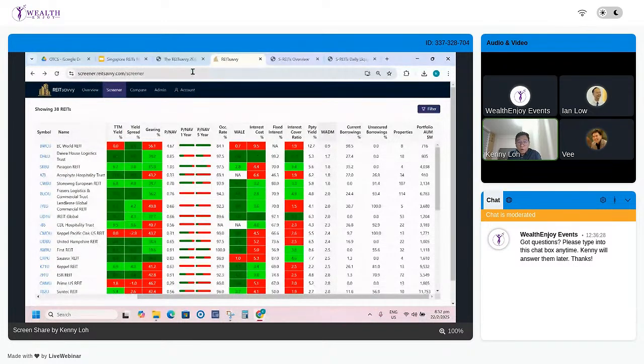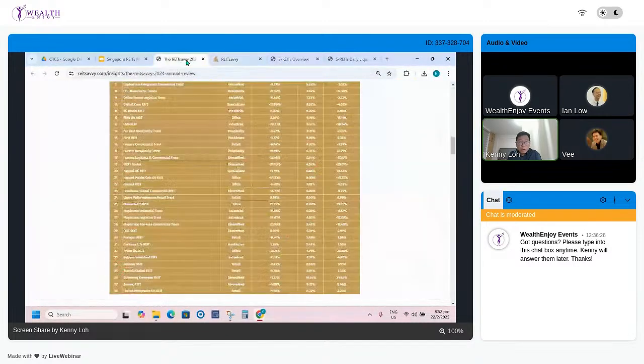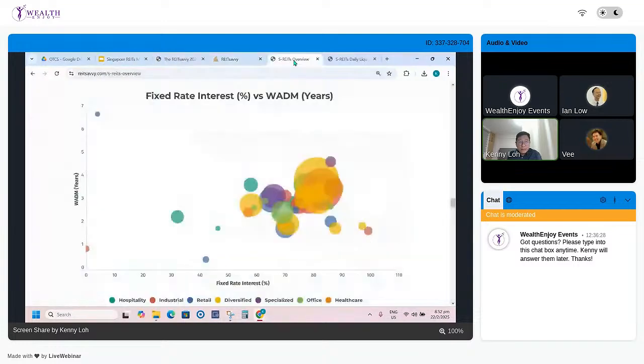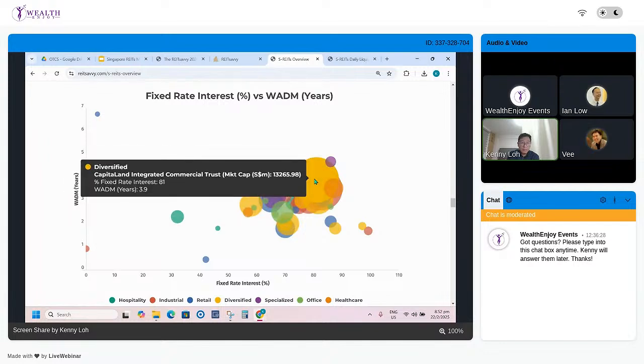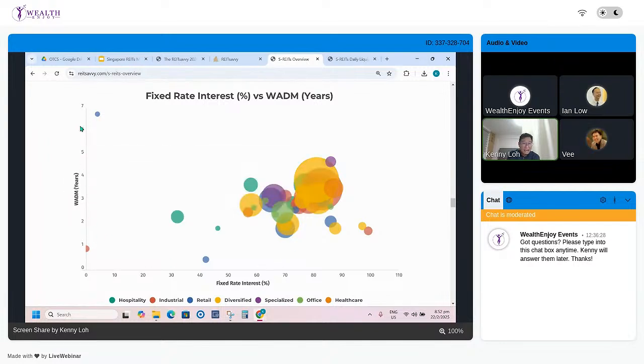If you're not really familiar or find that the numbers are too difficult to visualize, there is another chart to give you an overview of the whole REIT sector, showing which REITs have a very high fixed rate comparatively, and also the debt maturity profile. So this is a snapshot of all the 38 REITs represented in the bubble chart. The bubble size represents the market cap, and the y-axis is the debt maturity in years.